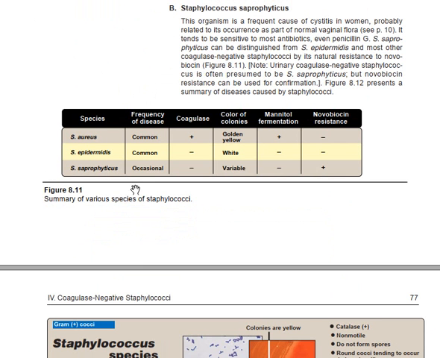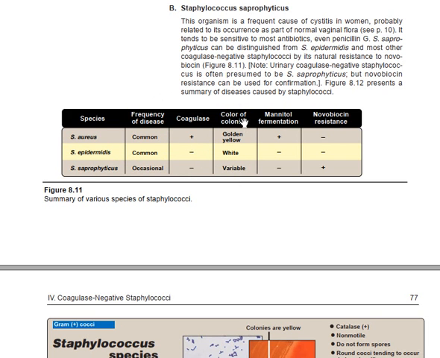So now here is a summary of the various species of Staphylococci. We have Staphylococcus aureus, epidermidis, and saprophyticus. The frequency of disease caused by aureus is common, epidermidis is common, and saprophyticus is occasional. You need to know that it is only Staphylococcus aureus which is coagulase positive, meaning that if you place it in plasma, it is going to clot it. Epidermidis is coagulase negative, and saprophyticus is coagulase negative.